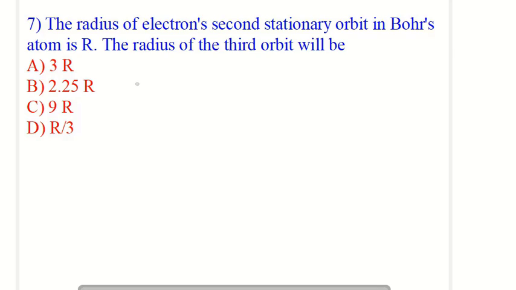Next we come to question number 7. The radius of electron's second stationary orbit in Bohr's atom is R. The radius of third orbit will be? So for the case of Bohr's orbit, the radius of the nth orbit is proportional to n square. So we can write Rn equal to some k times n square.